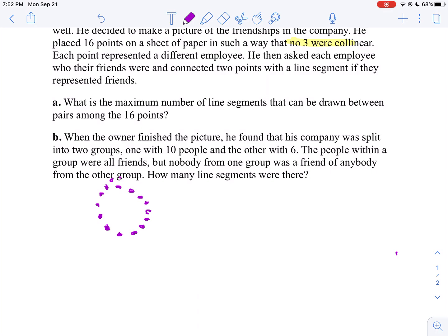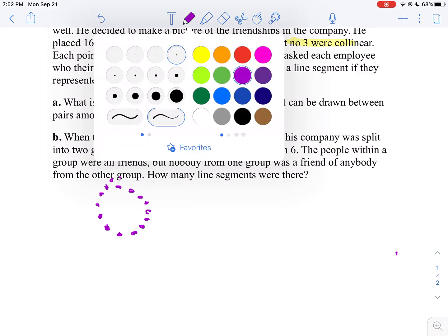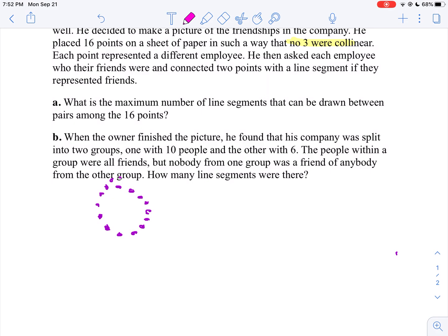Now, what we're going to do is represent each friendship between the employees. So we'll start with our first employee. Connect the first person to the second person, the first person to the third person, and so on. As you see, we go all the way around here. We're going to have 15 line segments because that first person has a line segment to everybody else except themselves.